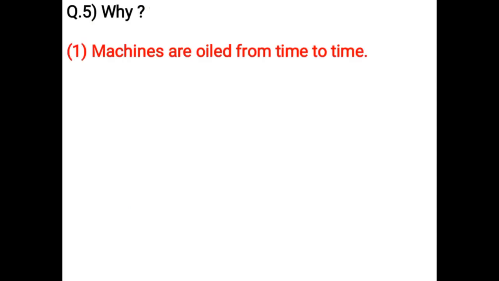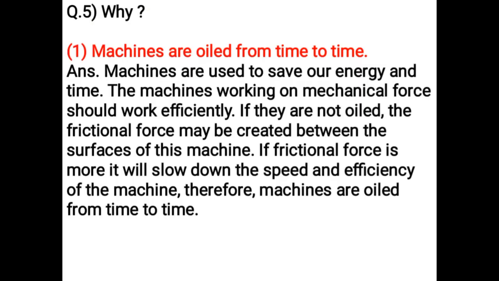Why are machines oiled from time to time? Machines are used to save our energy and time. The machines working on mechanical force should work efficiently. If they are not oiled, the frictional force may be created between the surfaces of the machine. If frictional force is more, it will slow down the speed and efficiency of the machine. Therefore, machines are oiled from time to time.